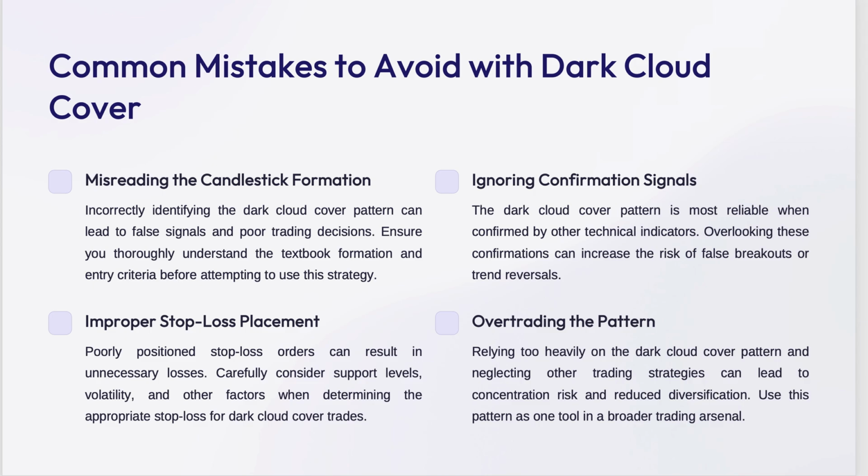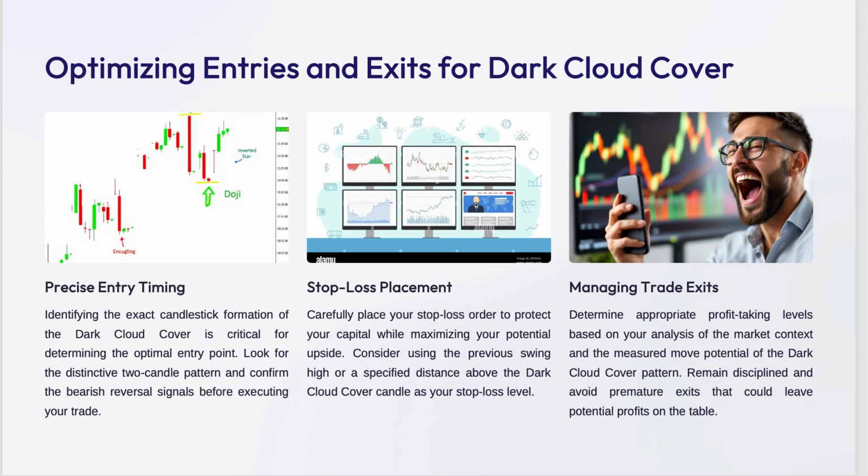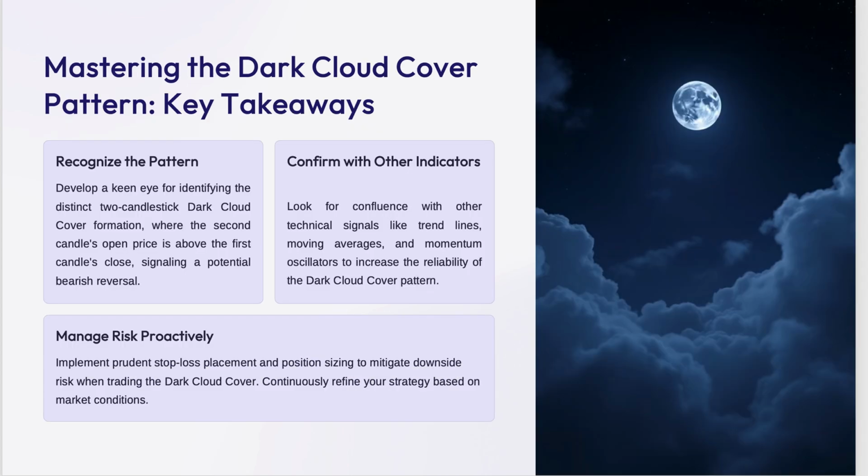Common mistakes are like ignoring the confirmation signals, trading with improper stop losses, misreading the candlestick pattern. These are technical, I don't say technical, but psychological mistakes people will make. Maybe technical and psychological both. Managing trade exits, keeping the stop losses, and precise timing can really make you big money. So mastering the dark cloud cover pattern, the takeaways are recognizing the pattern, confirming with other indicators, and managing risk proactively.